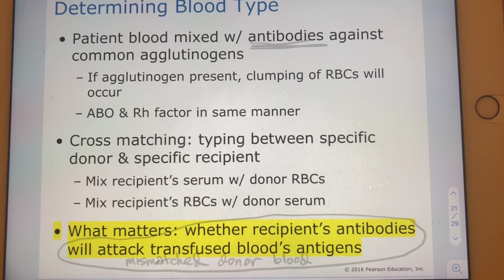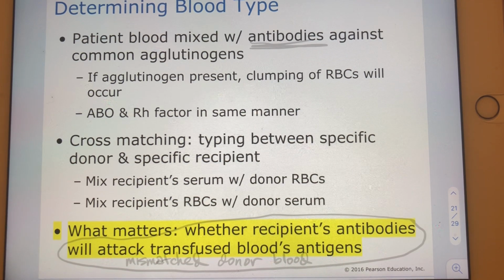When we have a specific donor and a specific recipient, so that we can draw blood from both, then we can mix the recipient's serum, and we know now how to isolate serum, with donor erythrocytes before actually performing the transfusion. We can mix the recipient's erythrocytes with donor serum, and we know now how to isolate serum again, to look for clumping. Any clumping? If there's clumping, don't transfuse.